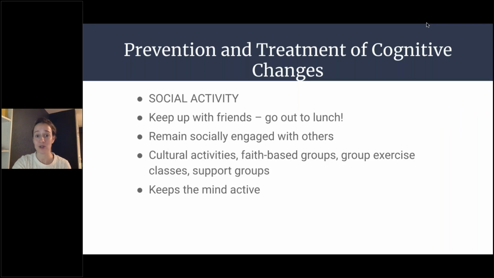Speaking of social outlets, social activity is another great way to prevent and treat cognitive changes. Staying engaged with people is really important for your brain. So, I made this presentation before COVID, so go out to lunch when this is over. You're all able to use the internet by getting on this webinar. You can have virtual lunch dates with friends, call people on the phone. All of these things help keep your mind active.